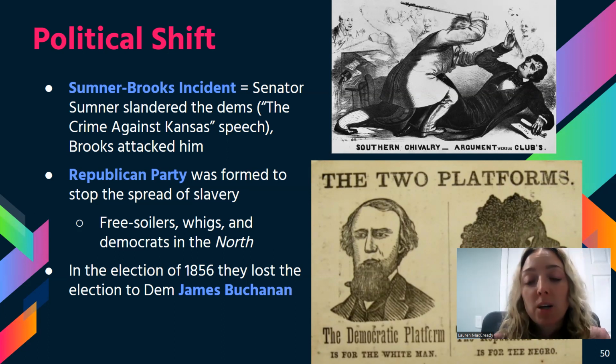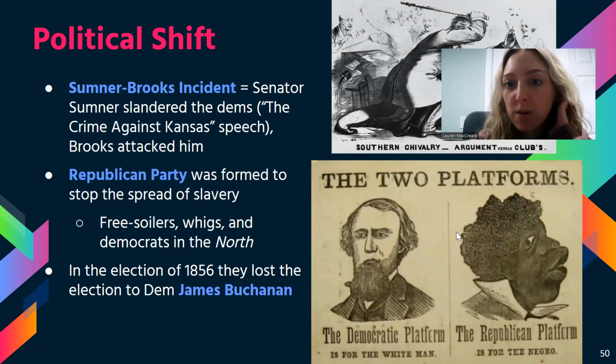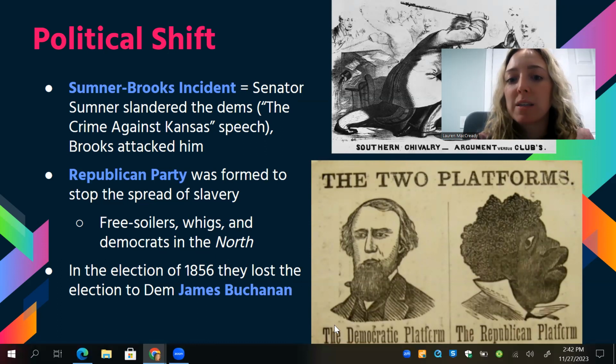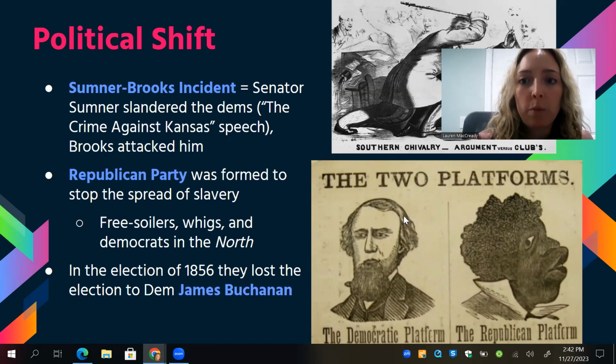Now, they don't win the next election, though the Republican Party actually has a candidate in it, and they lose in 1856. And so Democrat James Buchanan, who is a Southerner and a slave owner, becomes president. So right now, the Southern Democrats have a majority. You can even see how they feel about the Republican platform with this political campaign poster that they created. The Democratic platform is portrayed as being for the people, the white people, whereas the Republican platform is the party that is, it's silly, it's for slaves. So you can see how it's portrayed there by the Southern Democrats.